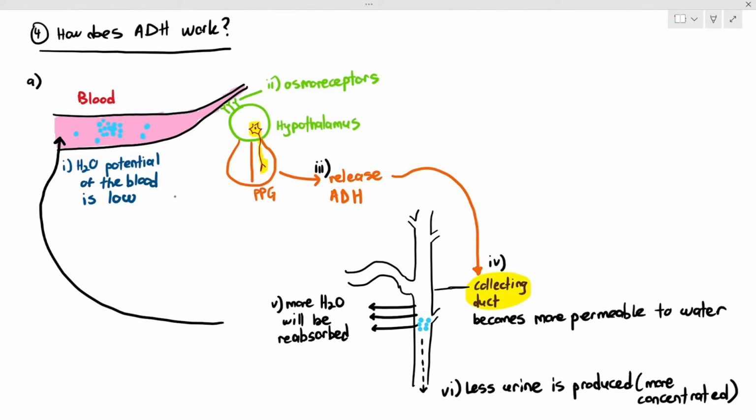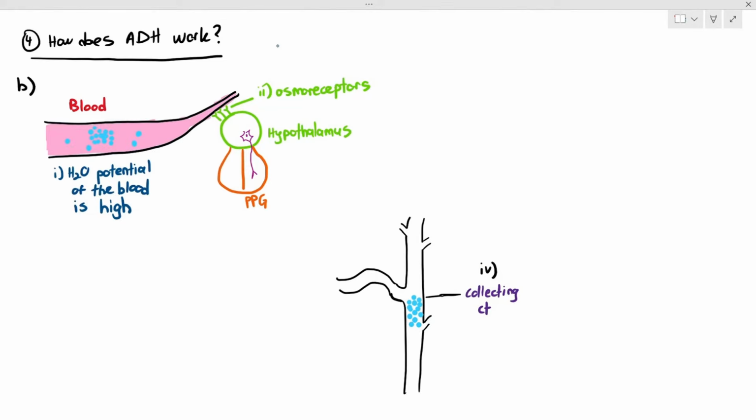So what happens then if the amount of water in your blood is now very high? Remember, I told you if the water potential is very high inside the blood, it may cause your cells to swell and burst.